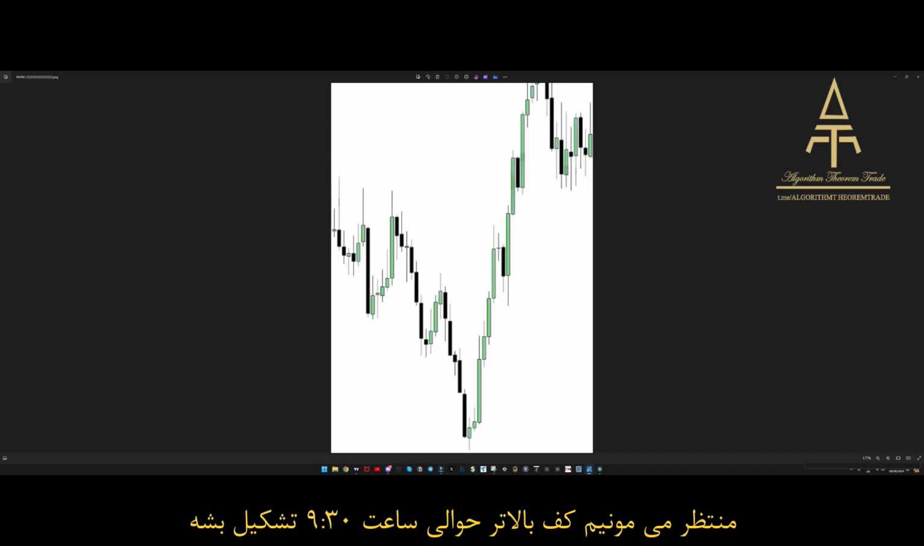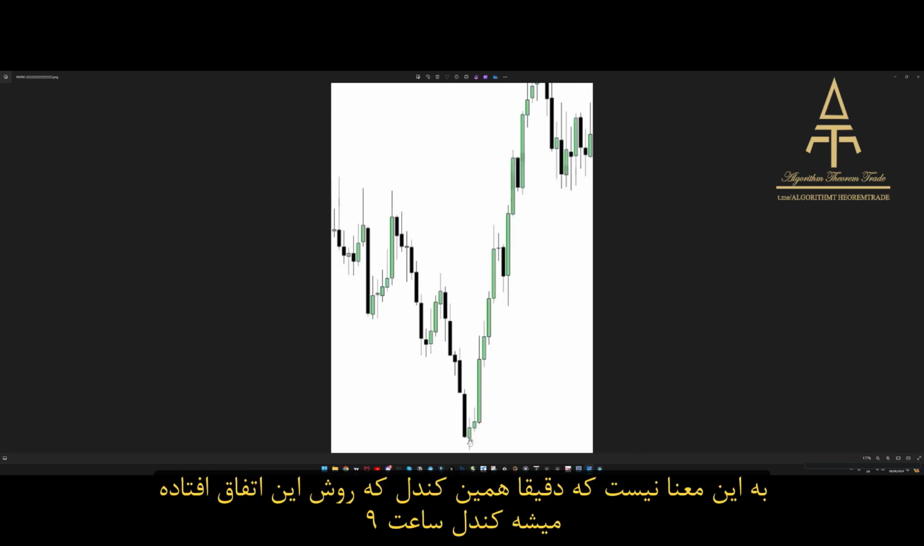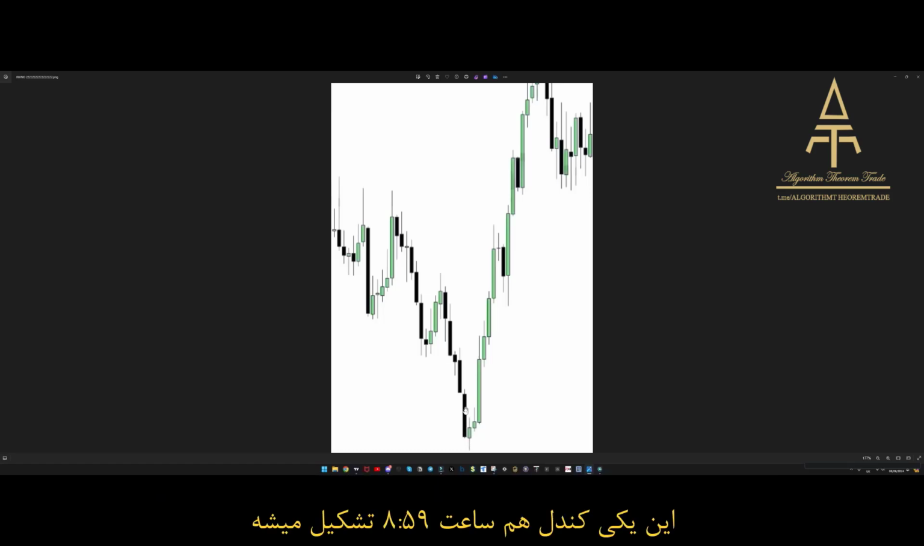You're looking for the high or low to form around 9:30. Now, just because I'm saying 9:30, people take things very literal. It doesn't mean that this one candle here is going to happen at exactly 9 o'clock and this candle will be 8:59. That's not how it works.